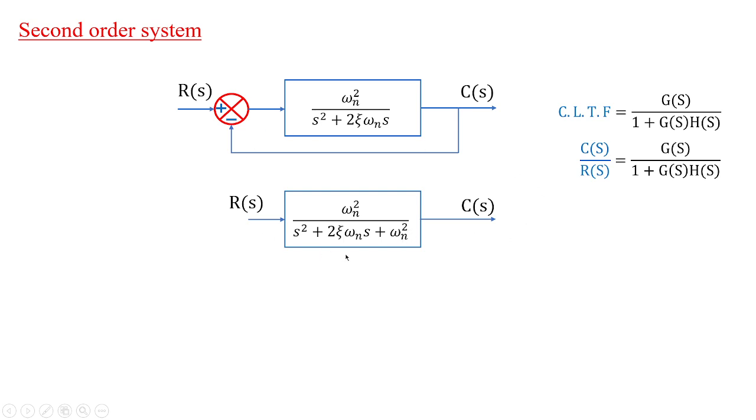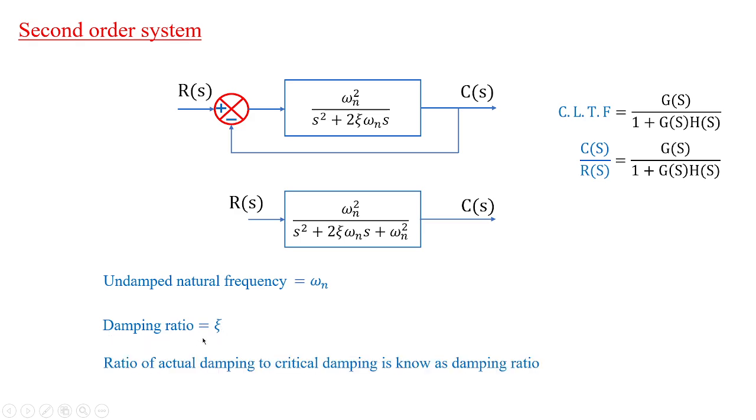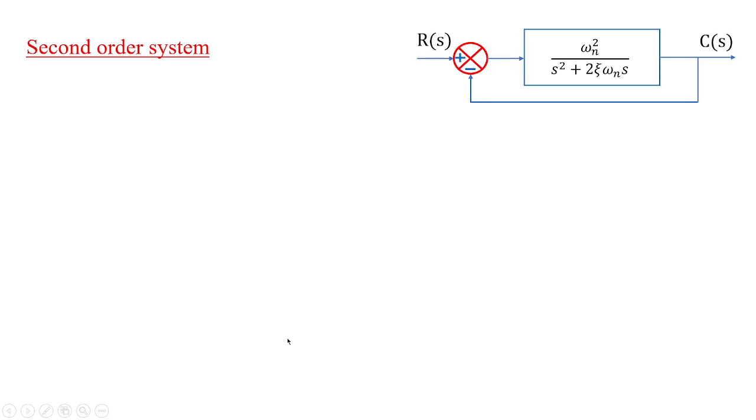It's a very important representation of second order system where you should know that omega n is known as the undamped natural frequency, and zeta is known as the damping ratio, defined as the actual damping to critical damping. What are all those things? We are also going to learn in our further classes.